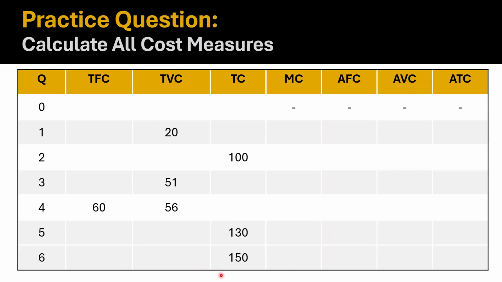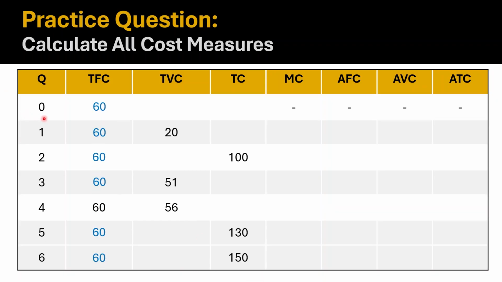First, let's look at the table and circle the values. Notice you have been given at 4 units of output, TFC is 60. Now this value is super important because total fixed cost stays constant at all output levels. So I can immediately write TFC is equal to 60 for all the units.